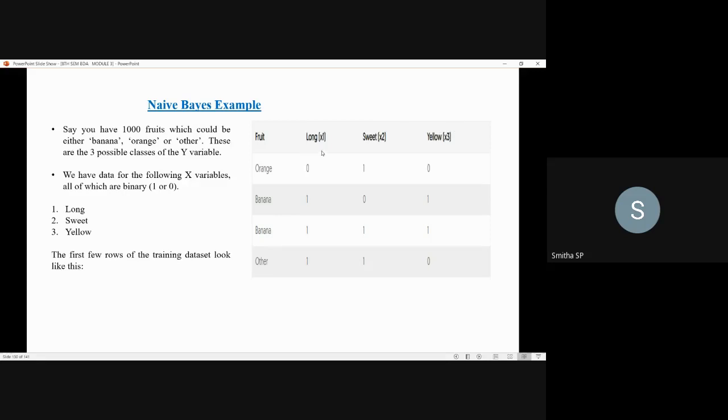So what we did is consider the X variables as independent variables, and we computed the probabilities by taking the naive Bayes analysis formula. Next, we shall see how we will compute this. The first few rows of the training data set look like this. So these are the training data set. By looking into this, now we have to calculate the probabilities.